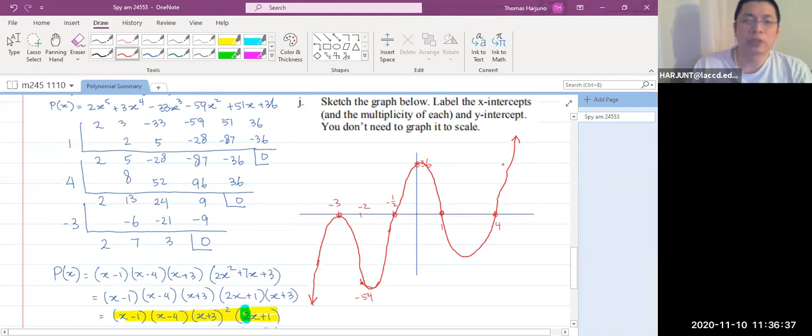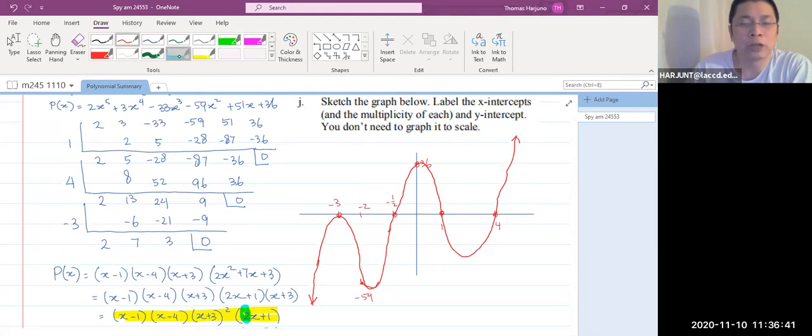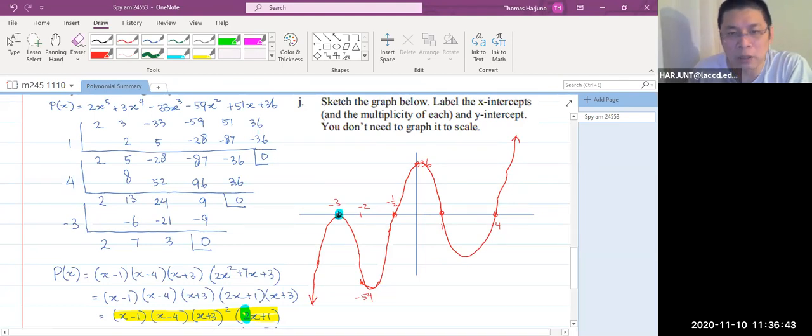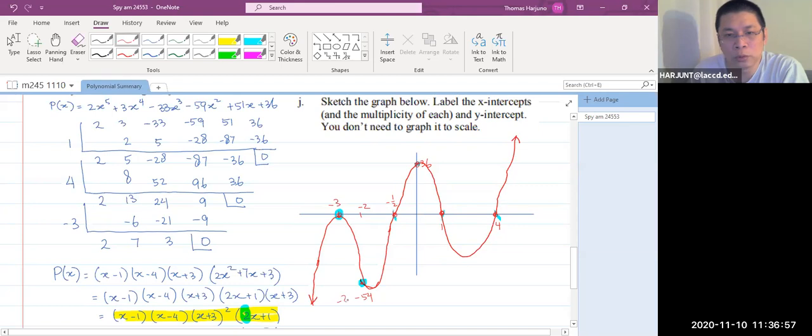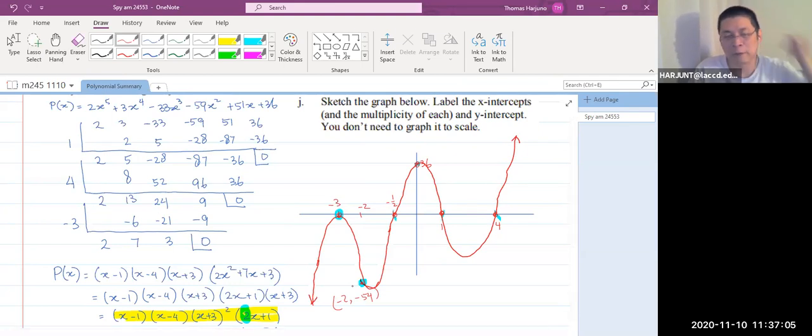Now when you sketch the graph, you don't need to graph it to scale, but you are required to actually put the numbers here. So not just put a dot there, you need to put the 3 also. Put the negative 1/2, put the 36, put the 1, put the 4 here. And for this one, you may want to put negative 2, negative 54. Again, it doesn't have to be to scale, but it gives you a rough feeling of what it looks like.